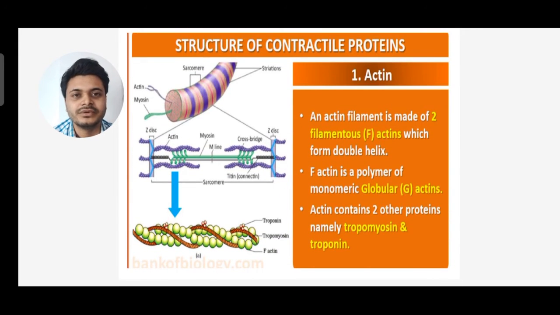Now actin. What is actin? An actin filament is made up of two filamentous F actins, which form a double helix. F actin is a polymer of monomeric globular G actins. Actin also contains two other proteins, namely tropomyosin and troponin.